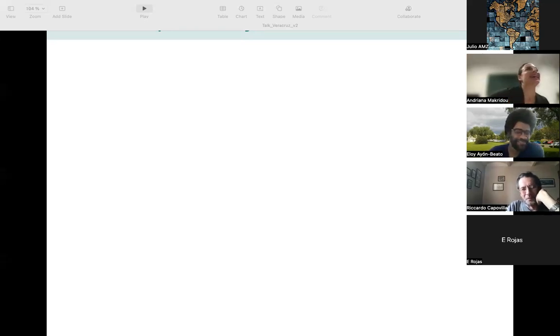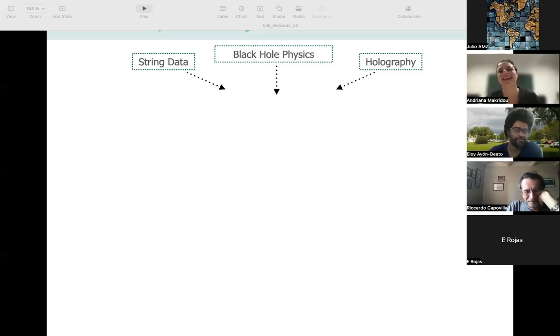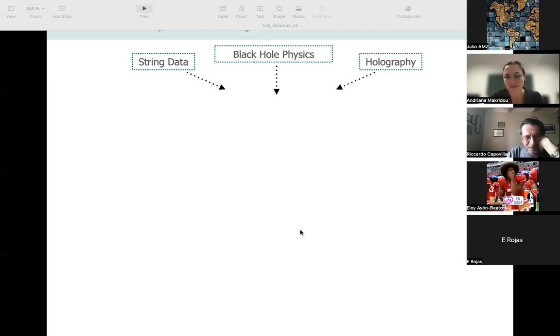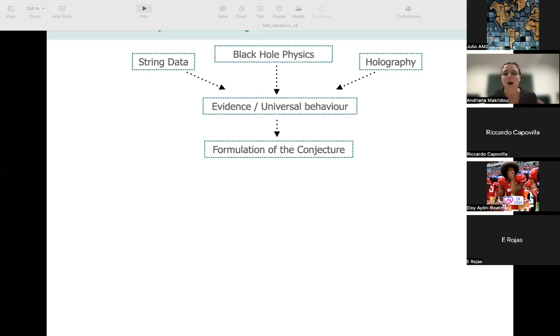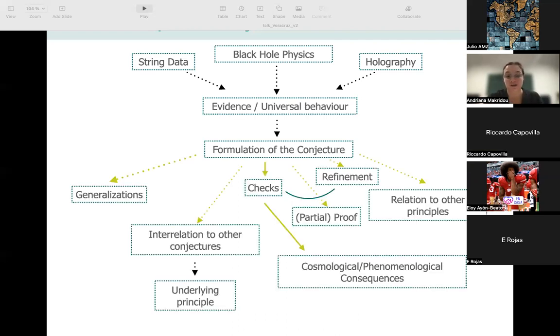Okay. Well, continue. Okay, I start with our data. The data is, let's say, what I call string data, which is the data we have from all these compactifications that are giving specific effective field theories and whatever. I consider part of my data black hole physics and black hole arguments about black hole decay and holography. And all this evidence, let's say, points towards some kind of universal behavior. So this allows us to formulate specific conjectures.